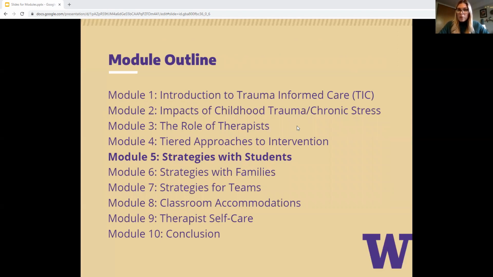So in this module, we covered the tiered approaches to intervention, and in Module 5, the next module, we will cover strategies with students.